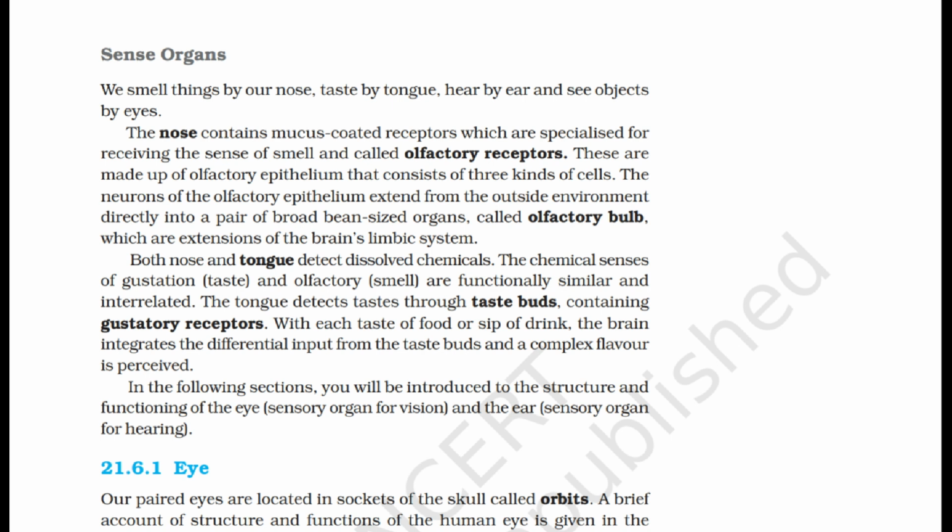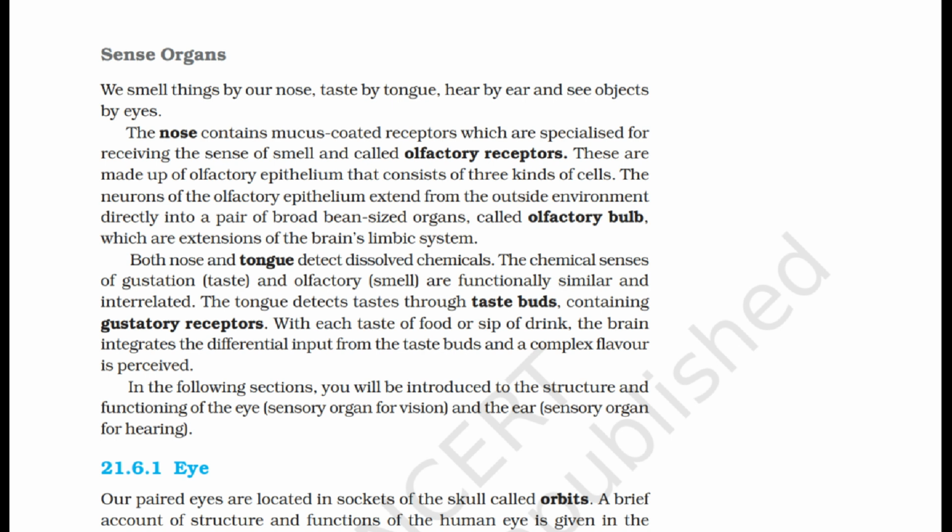Sense organs. We smell things by our nose, taste by tongue, hear by ear, and see objects by eyes. The nose contains mucus-coated receptors which are specialized for receiving the sense of smell and are called olfactory receptors. These are made up of olfactory epithelium that consists of 3 kinds of cells. The neurons of the olfactory epithelium extend from the outside environment directly into a pair of broad bean-sized organs called olfactory bulbs, which are extensions of the brain's limbic system.